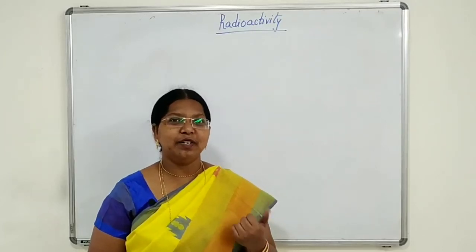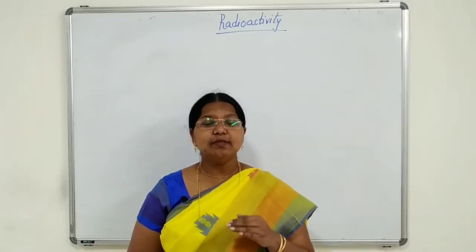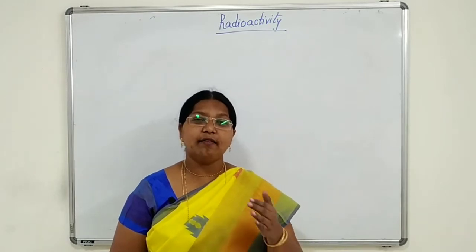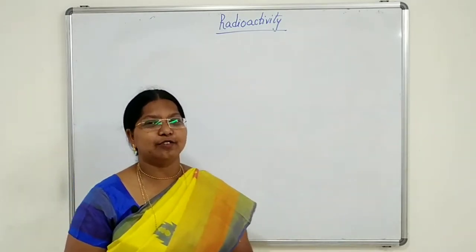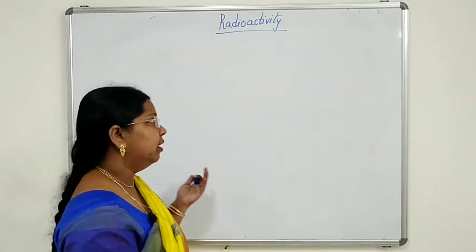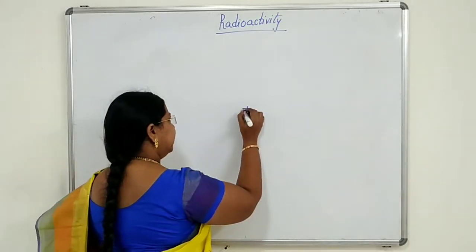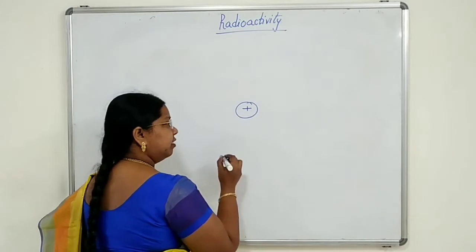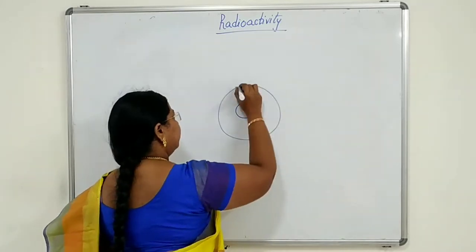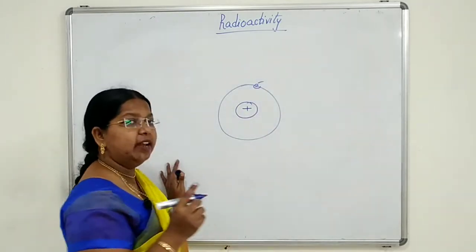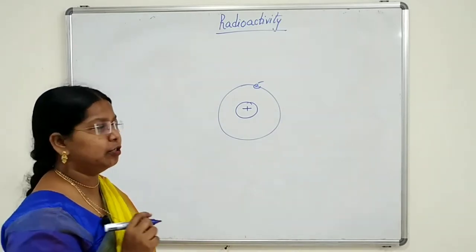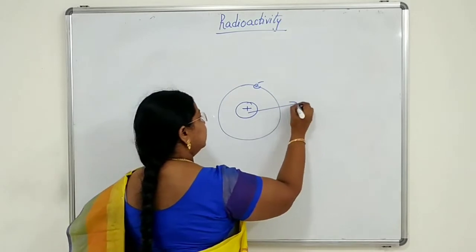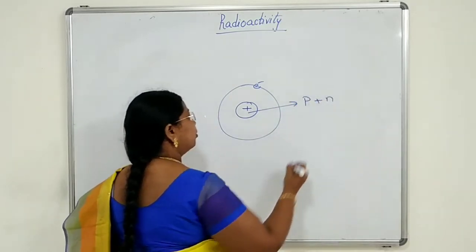Today we'll talk about radioactivity. Before going into radioactivity, let us discuss what an atom is, and what a proton, neutron and electron are. Generally we know that there is a nucleus at the center, and the electrons revolving around the nucleus in an atom. So this is an atom. At the center there is a nucleus, and inside the nucleus there are protons and neutrons.